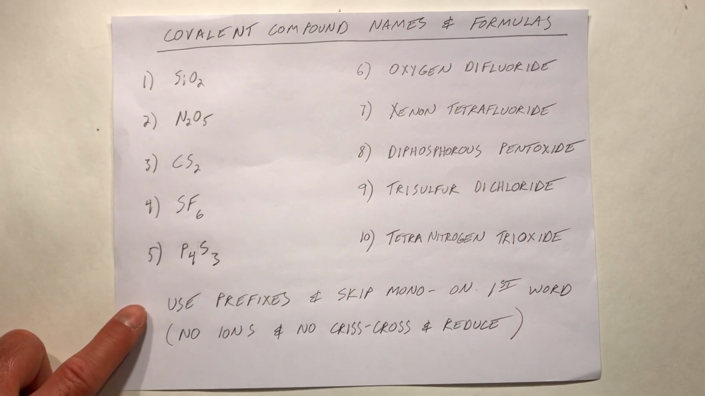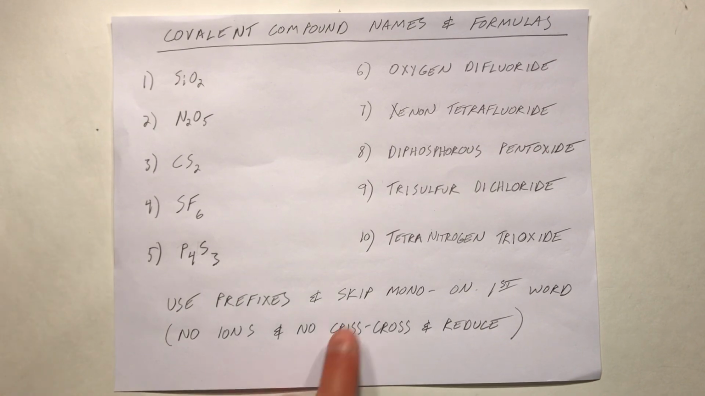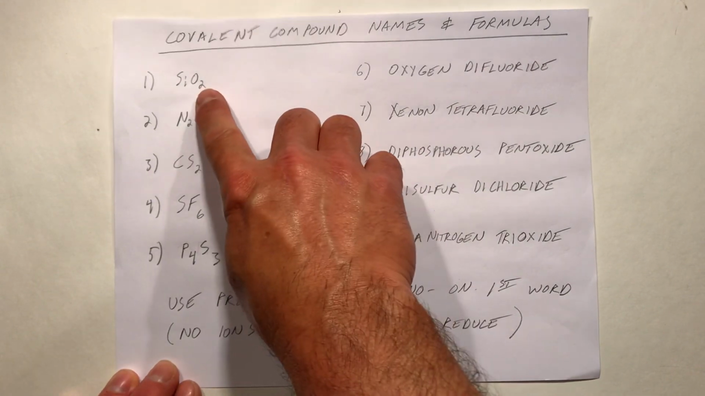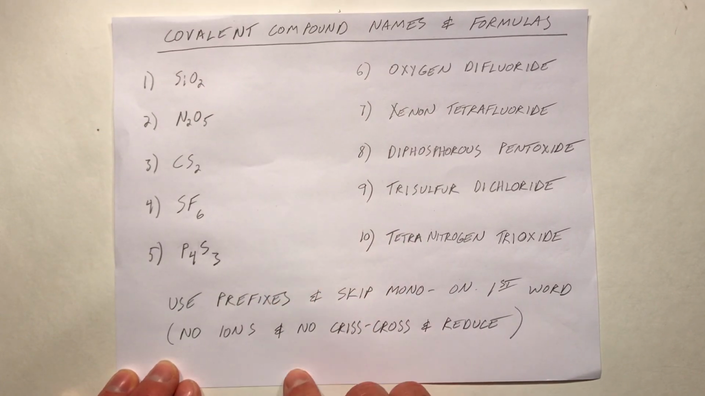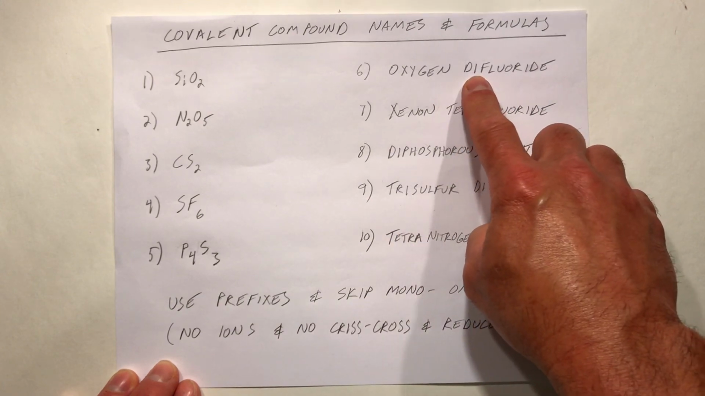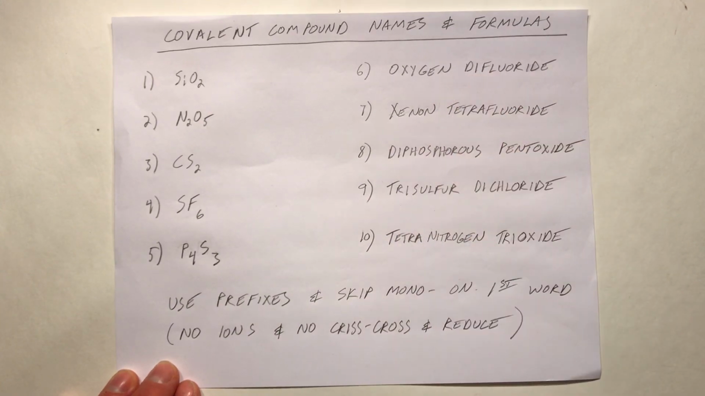Remember to use the Greek prefixes that we went over, and skip mono on the first word. And also be careful that ionic compounds have a different naming system than covalent compounds. With covalent compounds, we don't write any ions out. There's no ions involved here because we're sharing electrons, right? We're not trading electrons to make ions. And there's no crisscross and reduce involved. You just take the subscript and interpret it as a prefix. Again, skip mono on the first word. Or if you know the prefix, like di, interpret that as a subscript. All right, good luck.